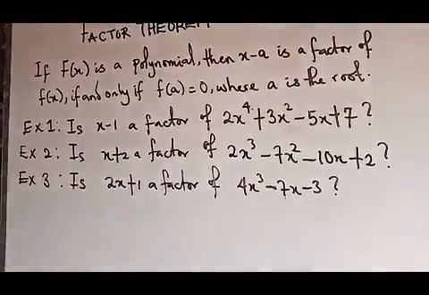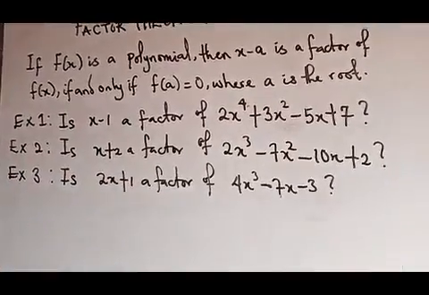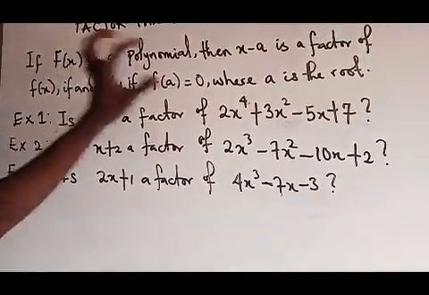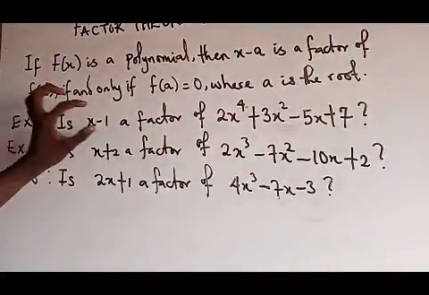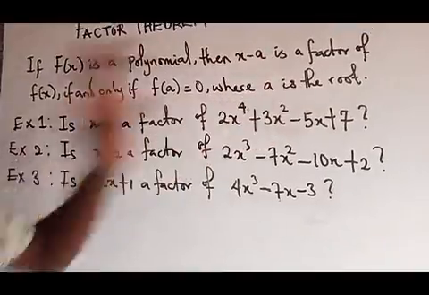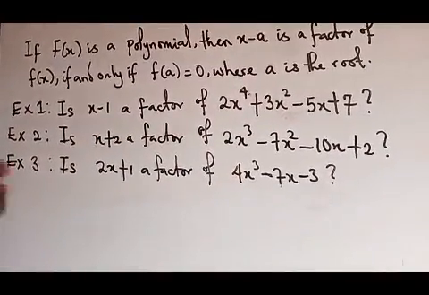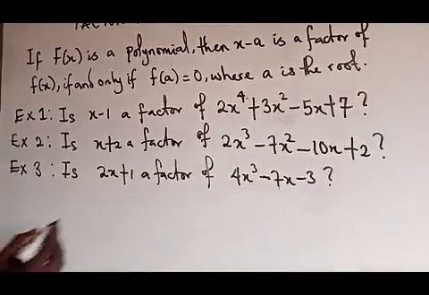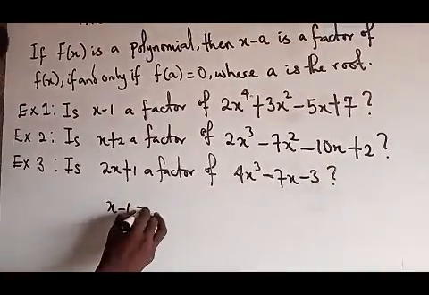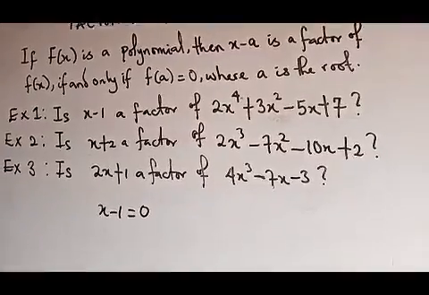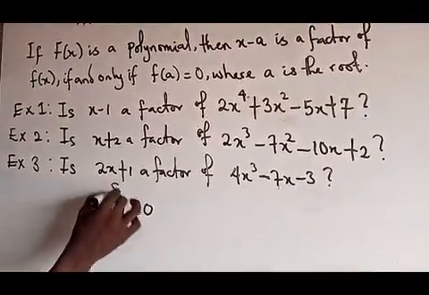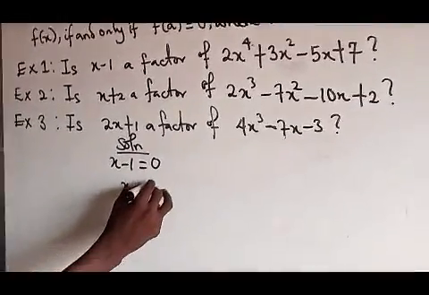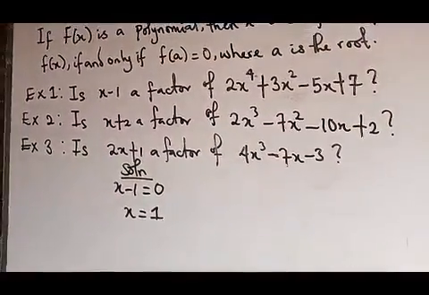Now, we have a question here: is x minus 1 a factor of this? The only reason why x minus 1 will be a factor of this is if I put 1 into this and have 0. If not, it is not a factor. Now, what are we saying? I have x minus 1. The first thing I'm going to do is make x minus 1 equal to 0. So this is the solution for our first example. You are going to have x equals 1.